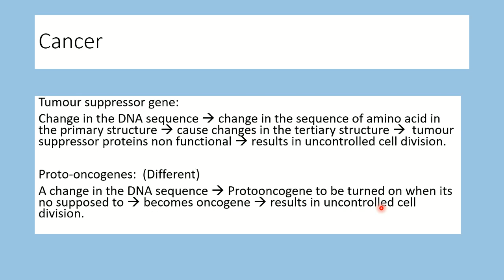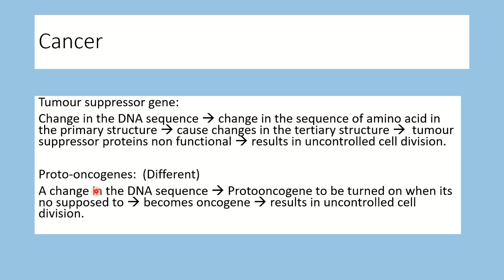Cancer can also be a topic that they can link with mutations. So mutation can occur in tumor suppressor genes, and you have to mention this sequence. A change in the DNA sequence will change the sequence of amino acids in the primary structure, which will change the tertiary structure of that tumor suppressor protein. This will cause the protein to be non-functional, and then the last word, linked to cancer: this results in uncontrolled cell division.